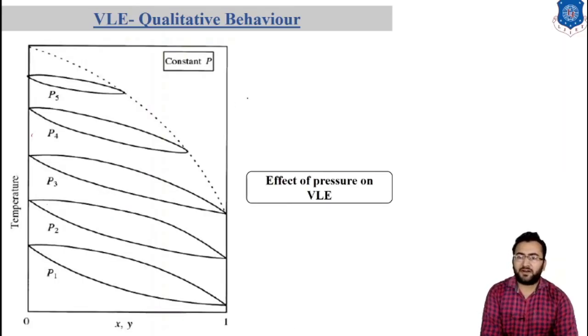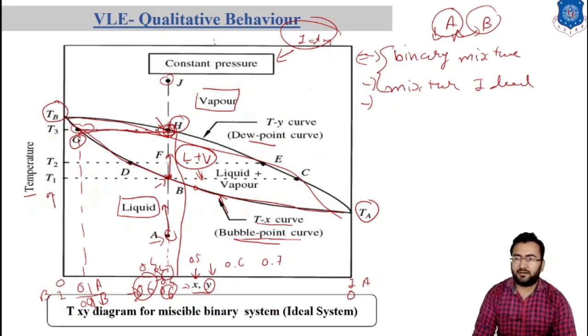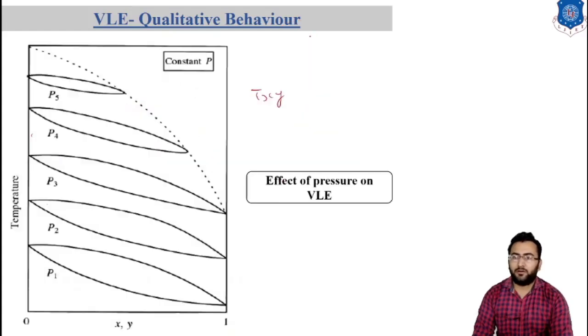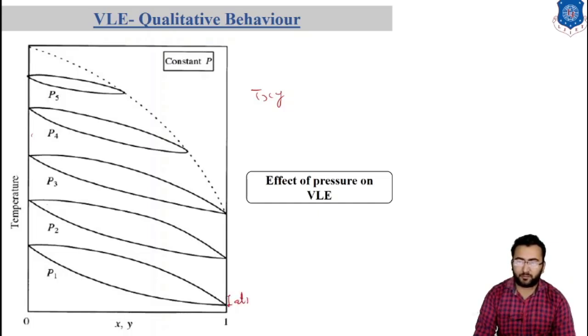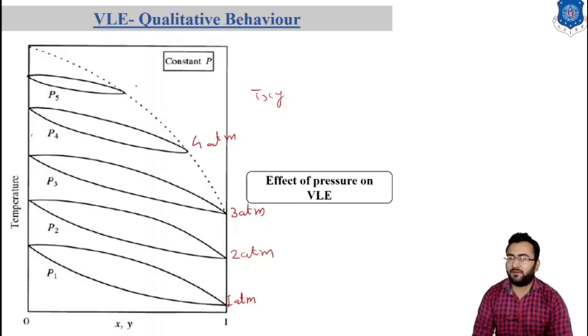Now let's discuss the effect of pressure on the TXY diagram. As we discussed in the previous slide, the whole process occurs at constant pressure, at 1 atmosphere. Now if we increase the pressure from 1 atmosphere, let's suppose this process occurs at 1 atmosphere, the second at 2 atmospheres, the third at 3 atmospheres, the fourth at 4 atmospheres, and this fifth occurs at 5 atmospheres.